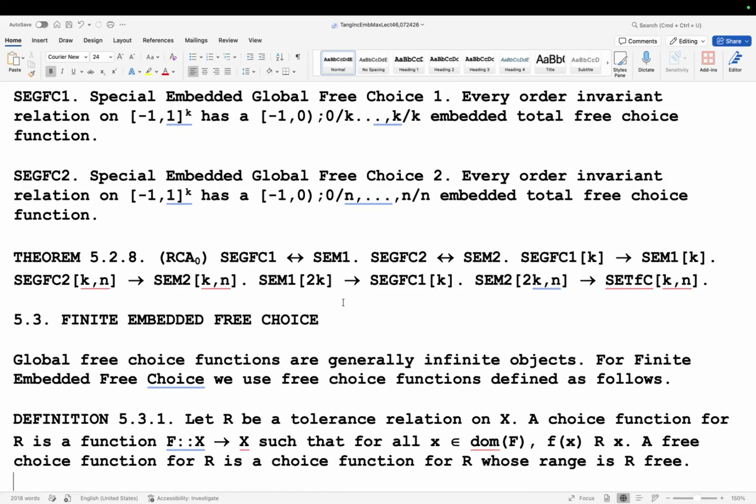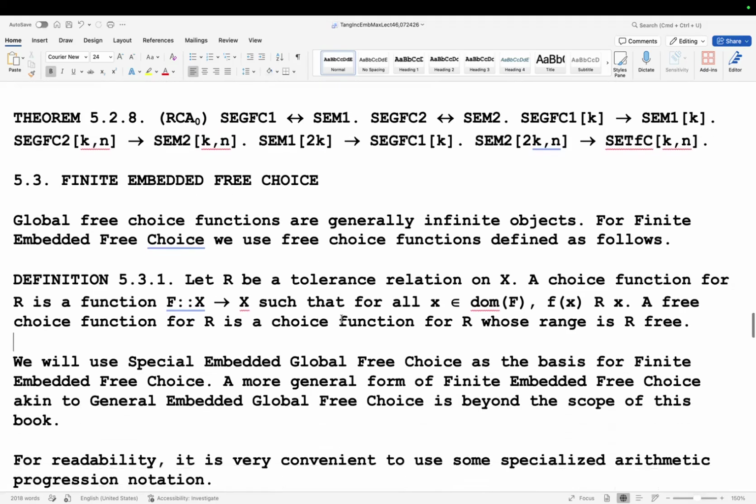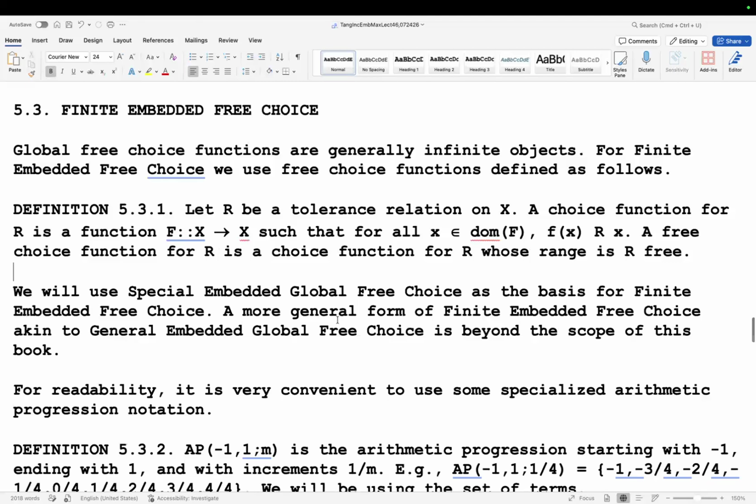All right, fine. Now we want to talk about the main event. And here it is, finite embedded free choice. So officially, we have to restate this. I have to tell you what a free choice function is. The definition is the same as a global free choice, except you don't require it to be a total function. It's just any partial function. Here, you remember my double colon notation. The double colon notation means partial function.